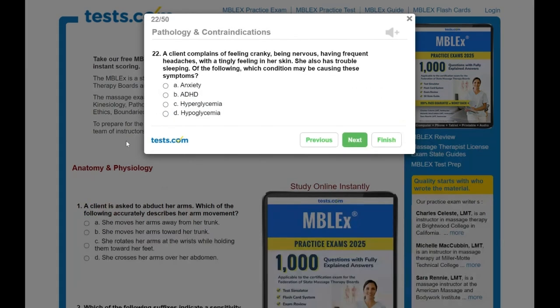Question 22. A client complains of feeling cranky, being nervous, having frequent headaches, with a tingly feeling in her skin. She also has trouble sleeping. Of the following, which condition may be causing these symptoms? A. Anxiety. B. ADHD. C. Hyperglycemia. D. Hypoglycemia.